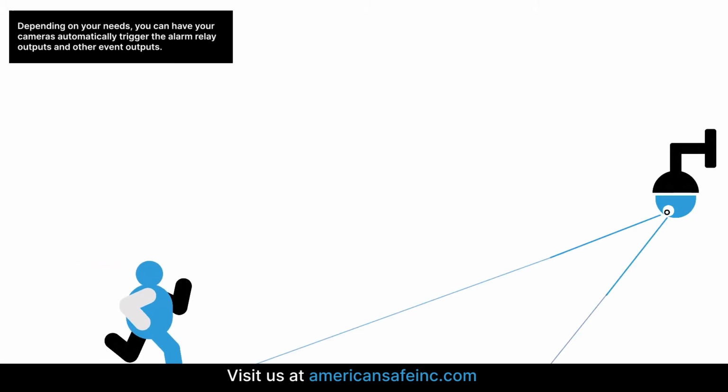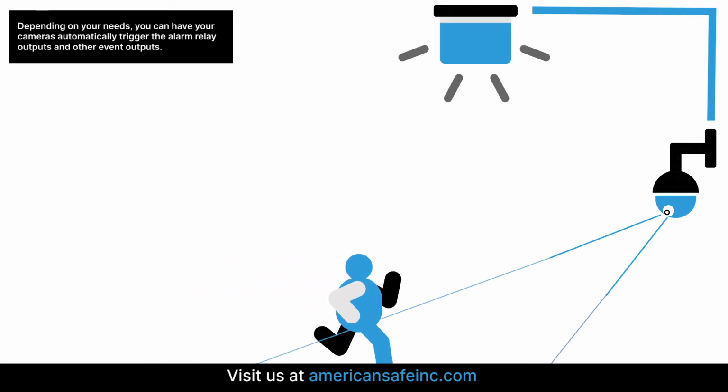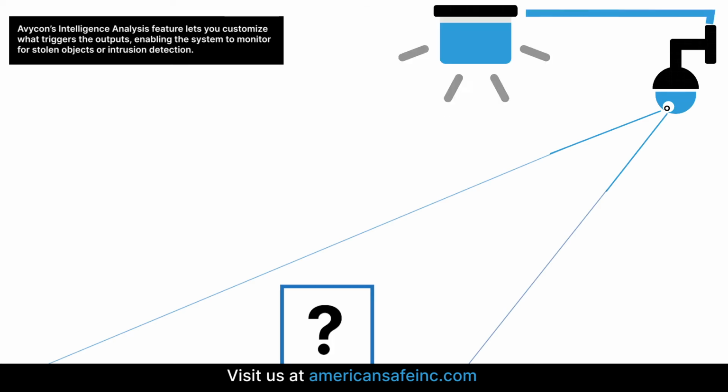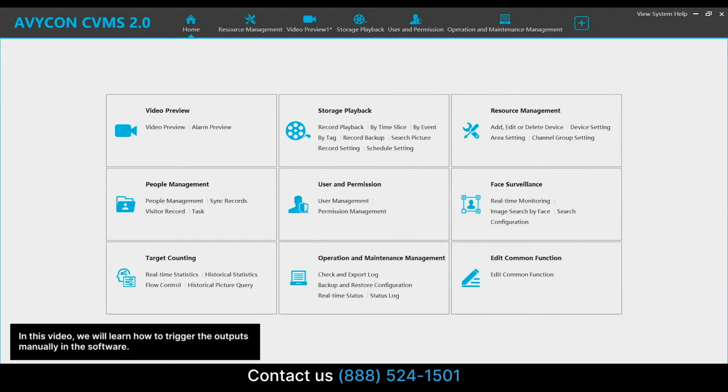Depending on your needs, you can also have your cameras automatically trigger the alarm relay outputs and other event outputs. Avycon's intelligence analysis feature lets you customize what triggers the outputs, enabling the system to monitor for stolen objects or intrusion detection. Refer to our other video for more information on that. In this video, we'll cover how to trigger the outputs manually through the software.